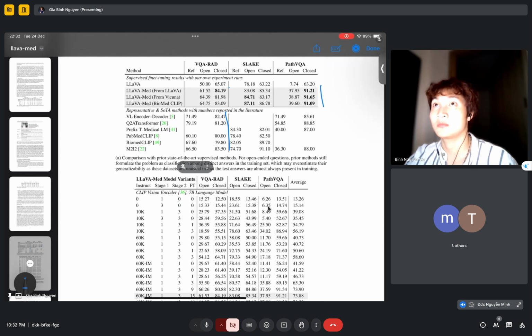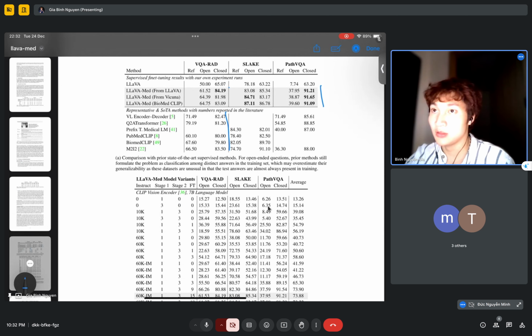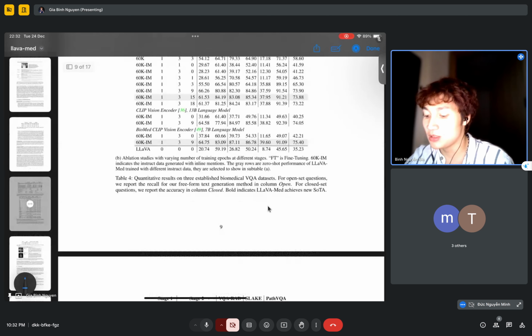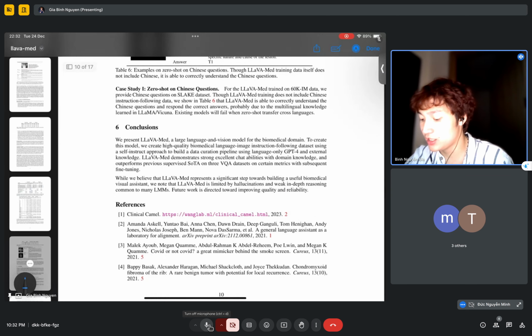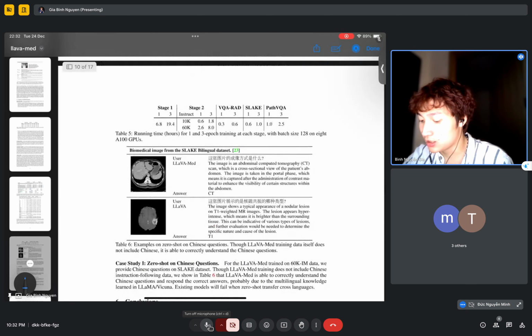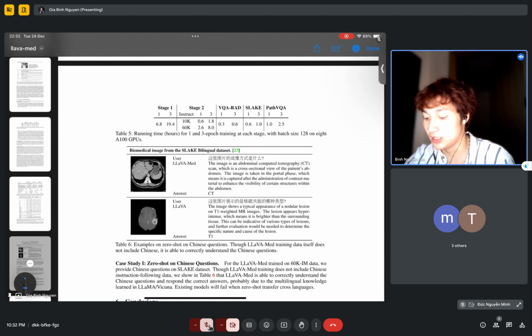Does the model support multilingual input? Yes, I think it supports Chinese, because the dataset has two versions, one in English and another in Chinese. Here you can see an example of input in Chinese, and it answers in English.